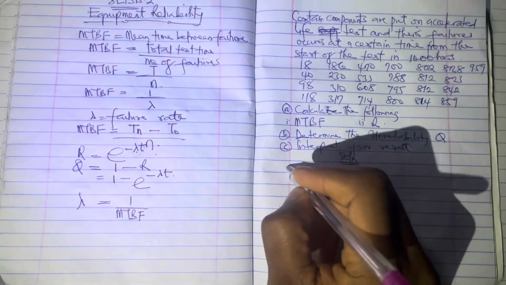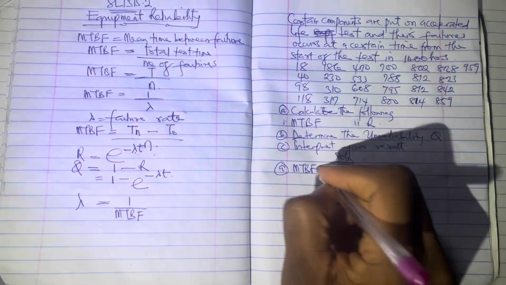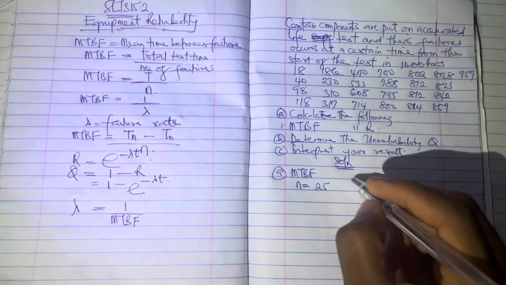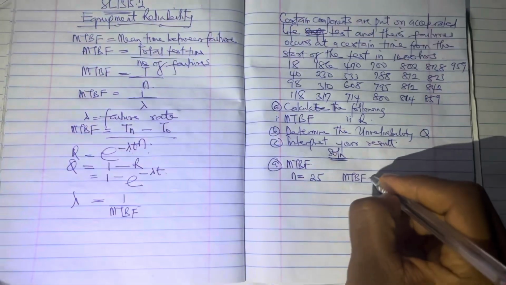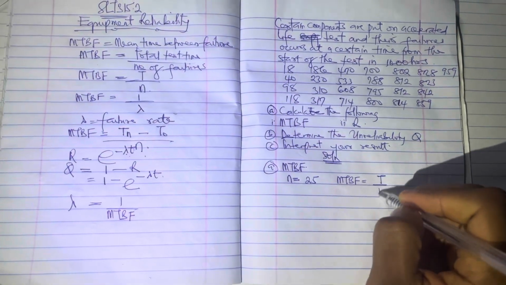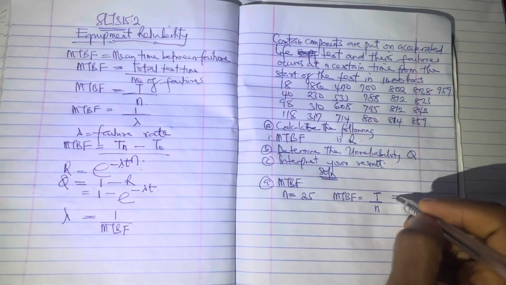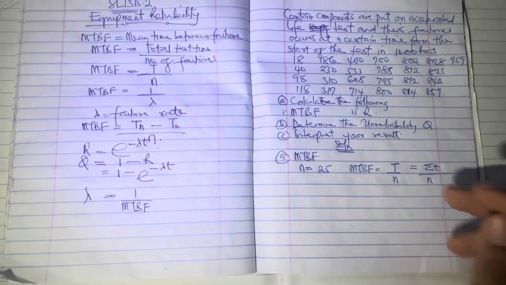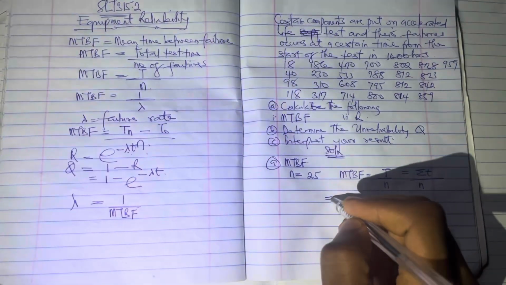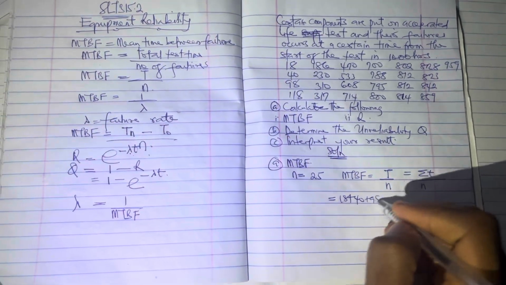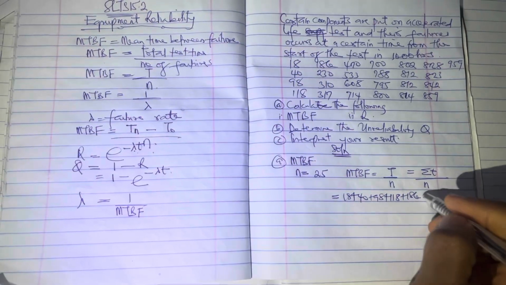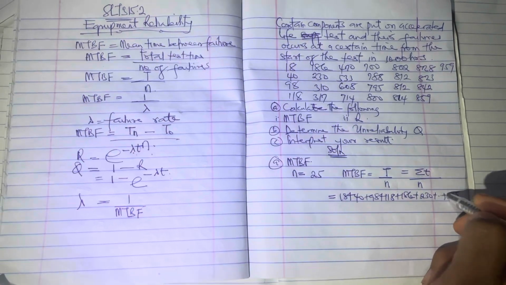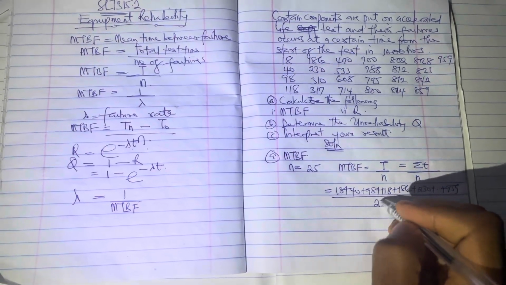Solution to this. Let's calculate our MTBF first. One thing we need to notice is our n: there are a total of 25 values here. Remember, our MTBF is T over n, and T is gotten by summing all the T values and dividing by the number of failures. So if we sum all our values: 18 plus 40 plus 98 plus 118 plus 186 plus 230 plus, and the last one, 959, divided by 25, which is our n.